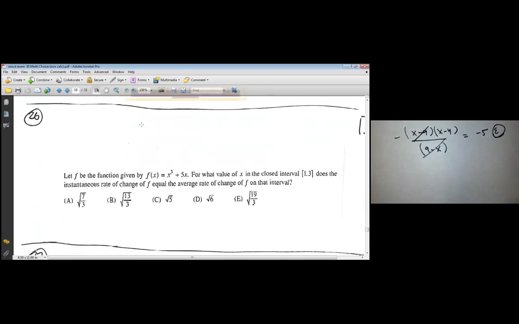All right, 26. What are we doing? Let f be the function given by such and such. For what value of x in the closed interval 1 to 3 does the instantaneous rate of change equal the average rate of change? Okay, they are clearly spelling out for you that this is something about mean value theorem. Let f be the continuous function, this, okay.